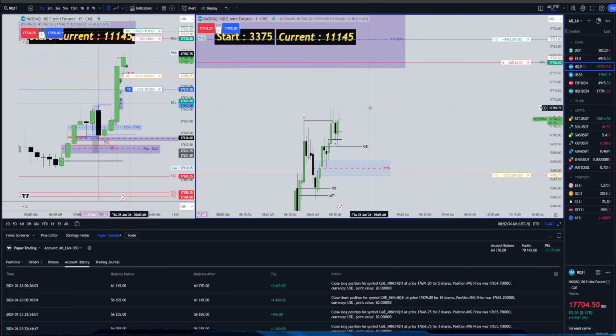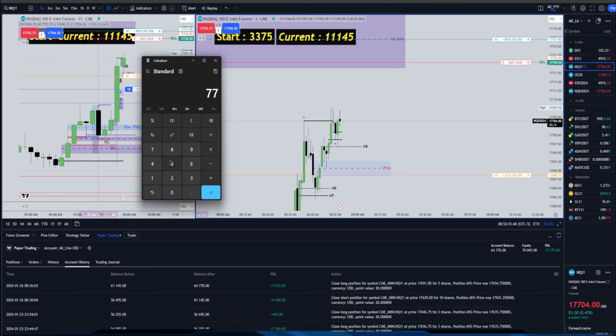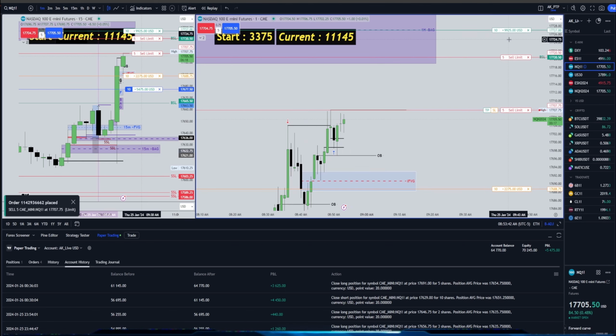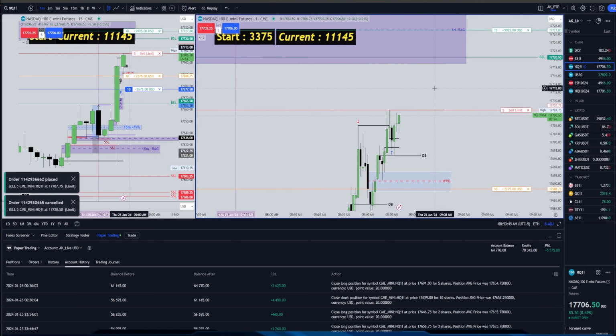Where I entered is exactly 17,700. Now until this far it's $7.75. Let me show you what it can be. 7.75 into 20, 155 times 5, that's $775 right at this high. At exactly this high, that's $775 by the entry I took here if I close it, and the rest of the 5 lots will remain there at the midpoint of that hourly break area.